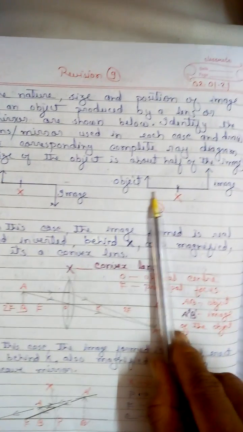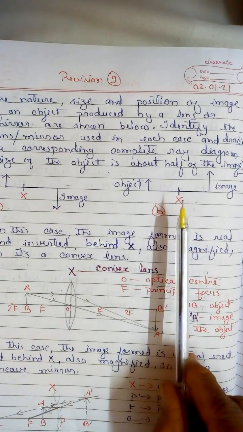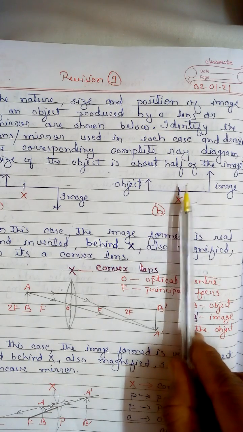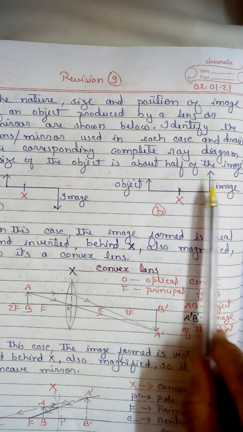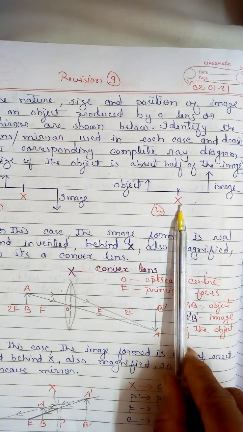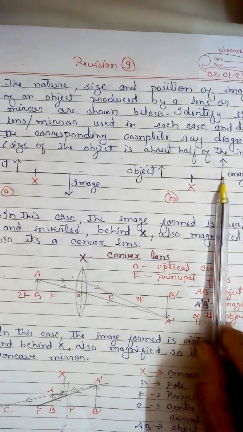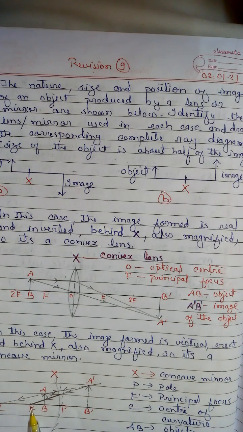Now the second case, here this may be a concave mirror because a convex mirror always forms a virtual and erect but smaller image, and only a concave mirror forms a virtual, erect and magnified image which is formed behind the mirror. So in case B it is a concave mirror, and we can see this magnified and virtual erect image can be formed only when the object is placed between principal focus and pole of a concave mirror. So we will get a virtual, erect and magnified image.